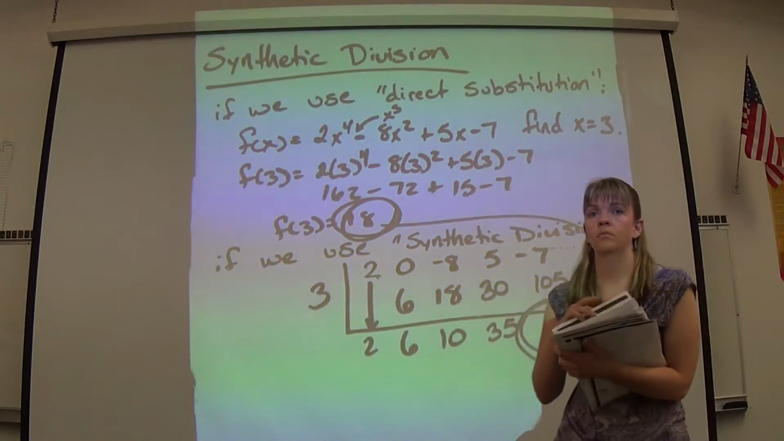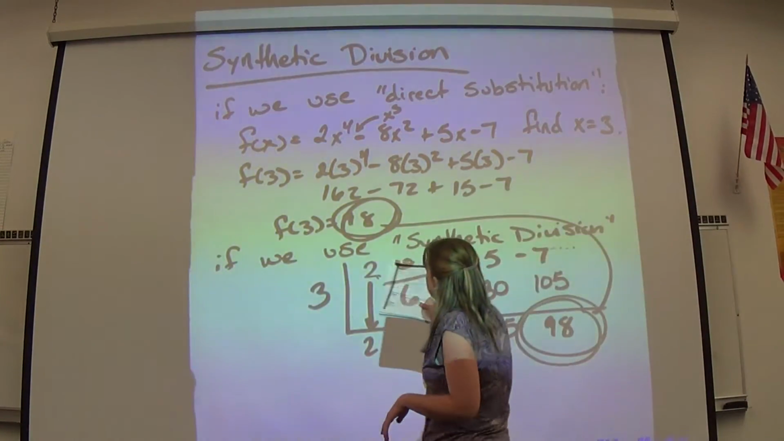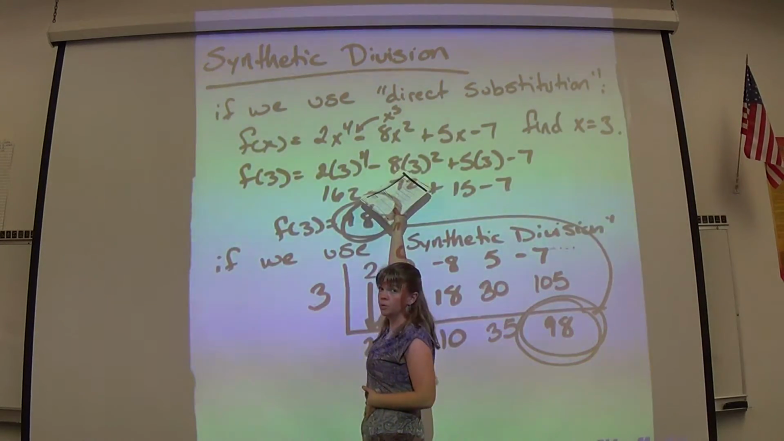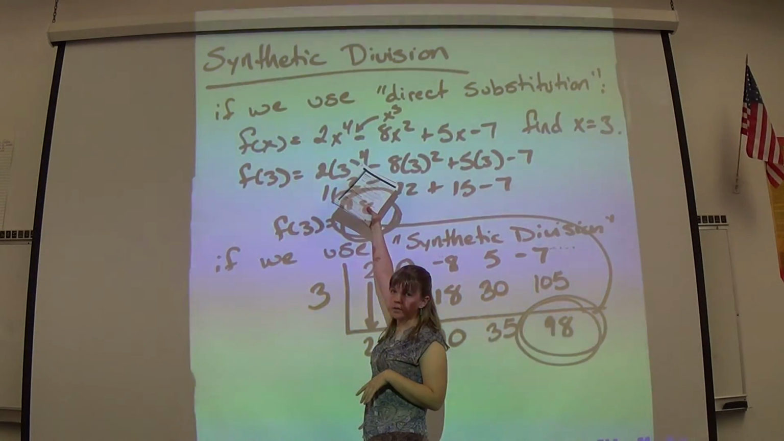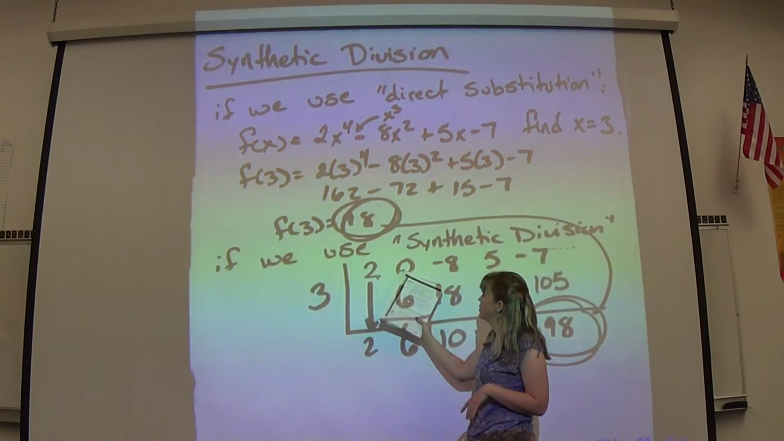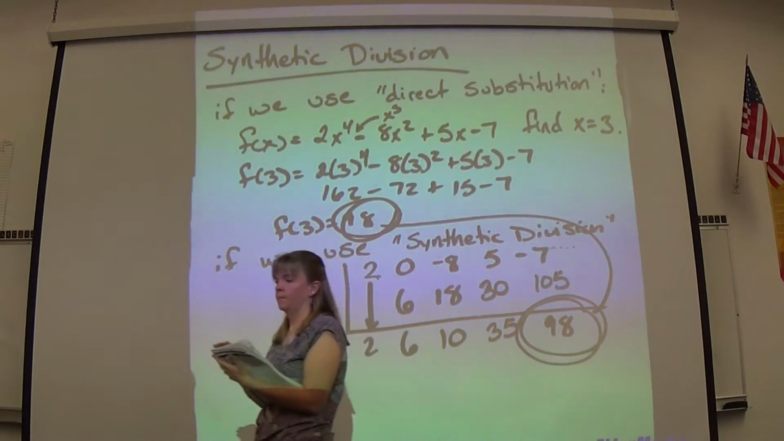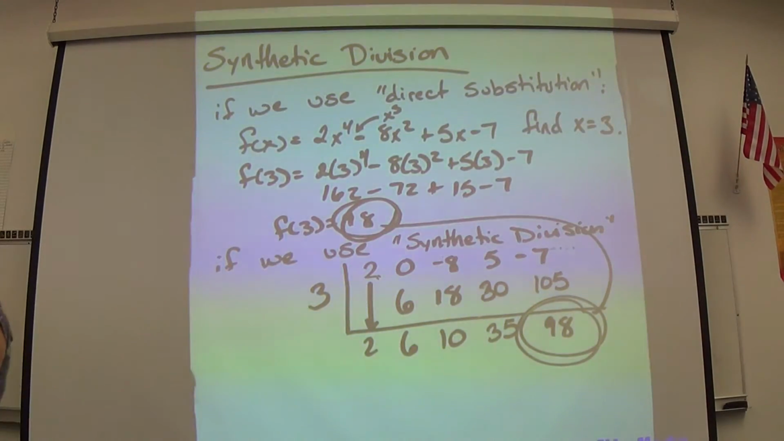Where did you get the 0? You skipped x to the 3rd, so you went x4, x2. Since you skipped x to the 3rd, you have to put a 0 to represent it. So that you go 4, 3, 2, 1, constant. Okay. You cannot skip any exponents at all.